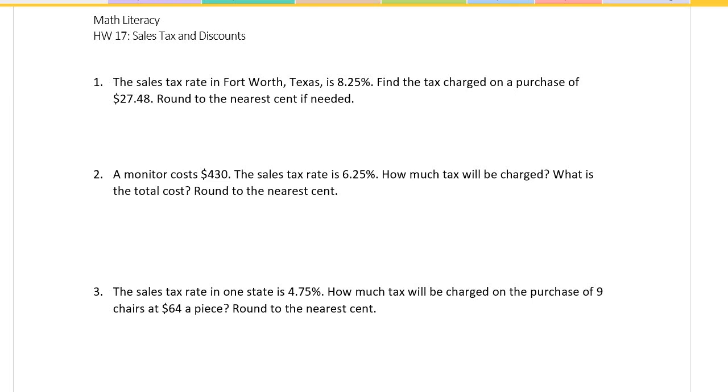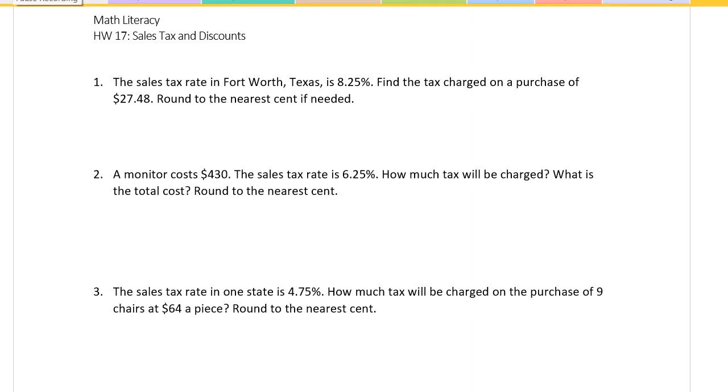In this video, we're going to be looking at sales tax and discount. Problem 1, the sales tax rate in Fort Worth, Texas is 8.25%. Find the tax charged on a purchase of $27.48. Round to the nearest cent if needed.